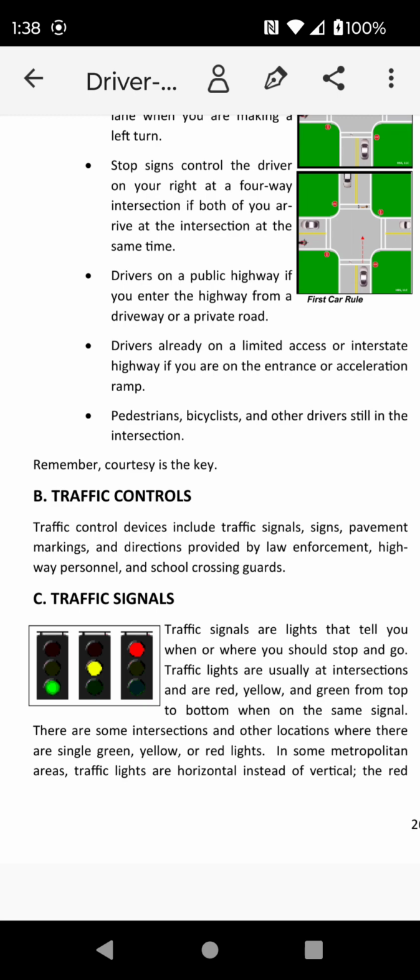Traffic controls. Traffic control devices include traffic signals, signs, pavement markings, and directions provided by law enforcement, highway personnel, and school crossing guards. Below are the traffic signals. Traffic signals are lights that tell you when or where you should stop and go. Traffic lights are usually at intersections and are red, yellow, and green from top to bottom. There are some intersections and other locations where there are single green, yellow, or red lights. In some metropolitan areas, traffic lights are horizontal instead of vertical.